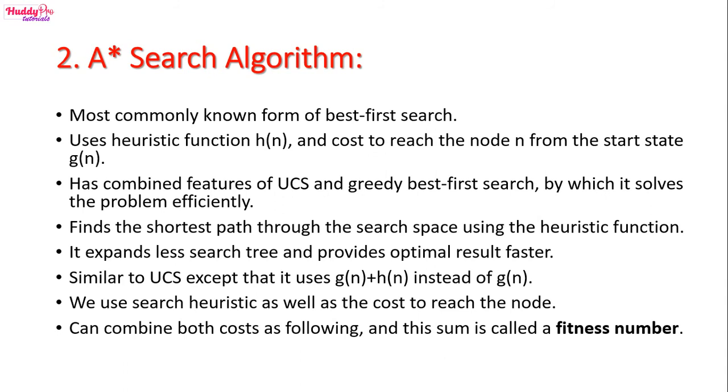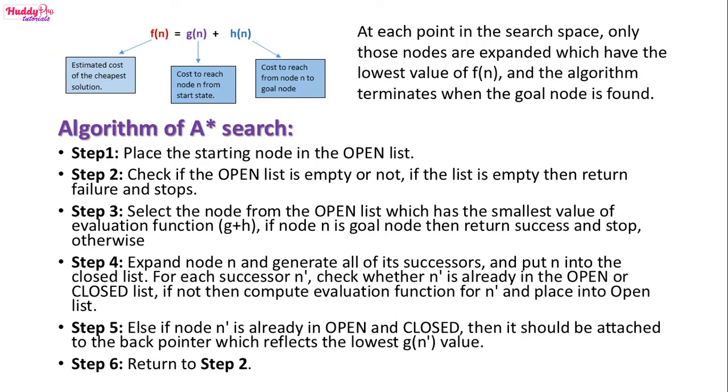So, for that matter, we can combine both costs as the sum to obtain a fitness number. So it will use a fitness number. This fitness number is the combination of the cost to reach the node and the heuristic function value. When you combine the two, the sum of g of n and h of n gives us the fitness number. So it will base on this fitness number to traverse a tree or a graph.